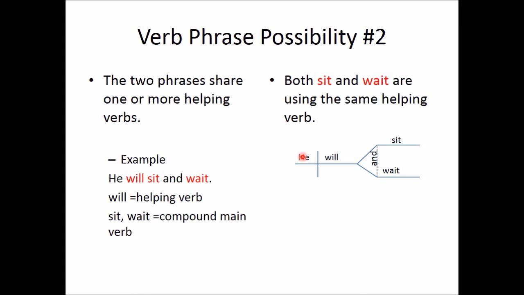Okay? So in this case, this is a single helping verb with two main verbs. And that is how you would do the second possibility when both of the main verbs share a single helping verb. All right? So good time to pause and maybe take note of that as well.